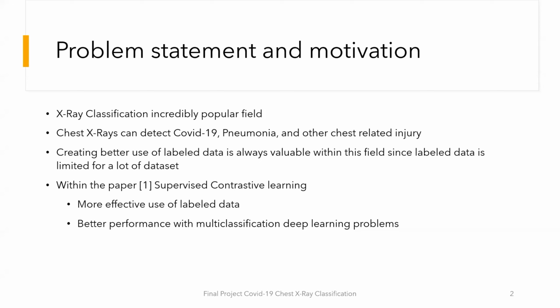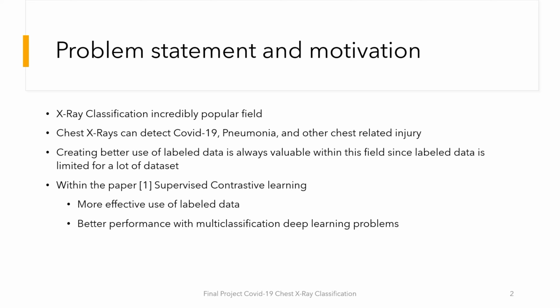And what I'm trying to do is make better use of the labeled data that is provided within datasets that have labeled data, since there's a bunch of datasets out there that don't have any labeled data. I feel like it's very important to use it effectively, which is where I'm going to bring in supervised contrastive learning, a tool I read a paper on, and it's essentially making more effective use of labeled data within datasets. It also has been shown to improve performance for multi-classification deep learning problems.